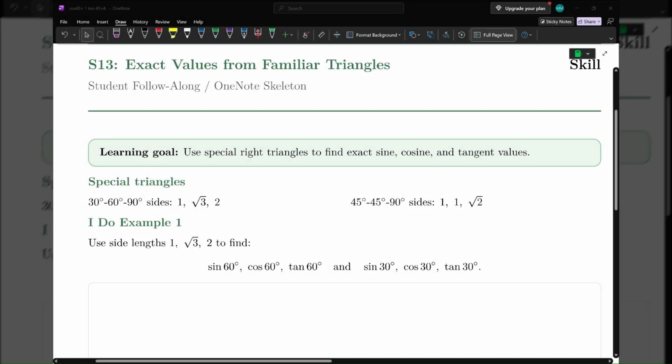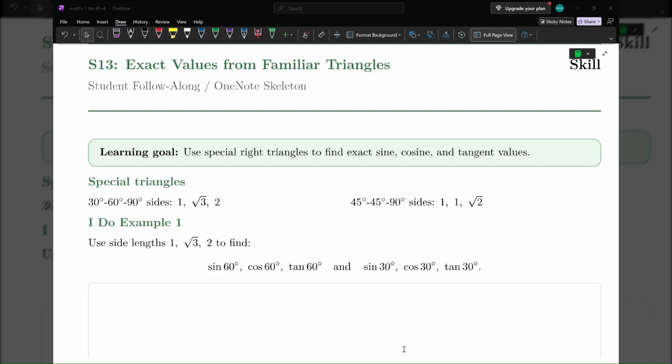Welcome to video S13. In this video, we're going to talk about exact values from these familiar triangles. So our learning goal is to use these special right triangles to find exact ratios for sine, cosine, and tangent. And these special triangles, you can just see them up here.